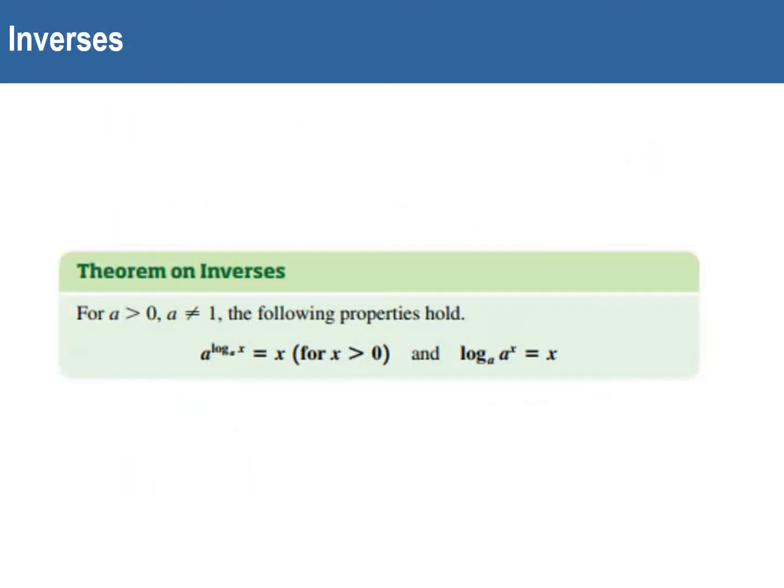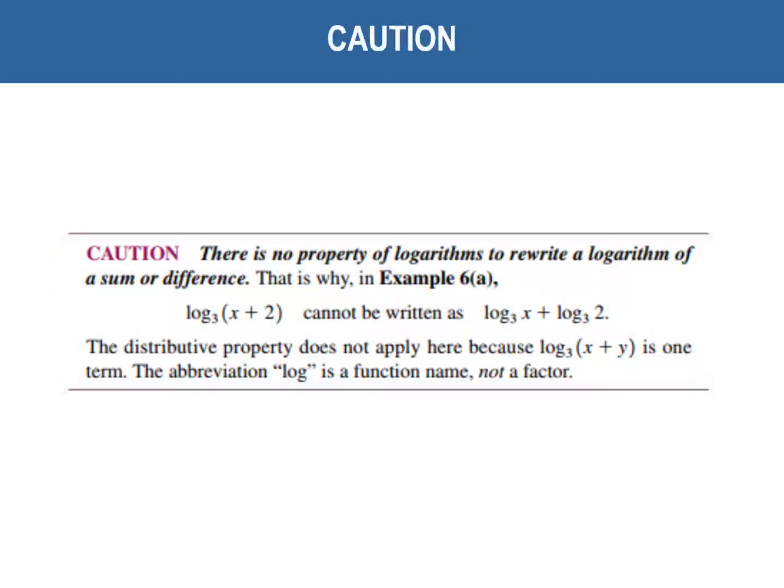For a, when a is positive and not equal to 1, then a to the log base a of x is x. These two are inverses and kind of undo each other. And similarly, log base a of a to the x is equal to x. Now be very careful when you're writing logs because you're going to be tempted to separate them. Log base 3 of x plus 2 is not log base 3 of x plus log base 3 of 2. This is a function. These two have to stay together.